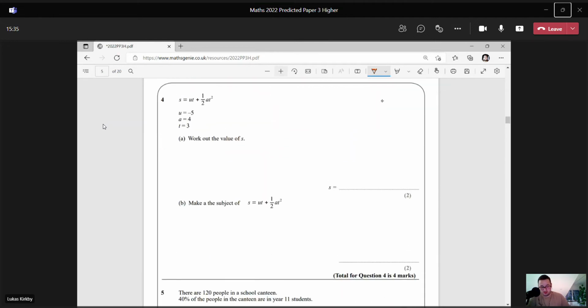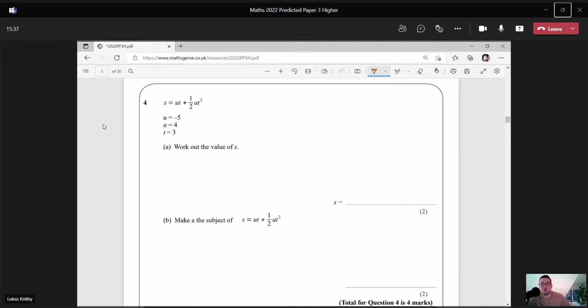Right, number 4. So we've got S equals ut plus half of at squared. U is minus 5, A is 4, and T is 3. And we want to work out the value of S. So we're just going to shove all these numbers in. So S is going to equal U, which is minus 5, times T, which is 3, plus half of A, which is 4, times T squared, which is 3 squared.